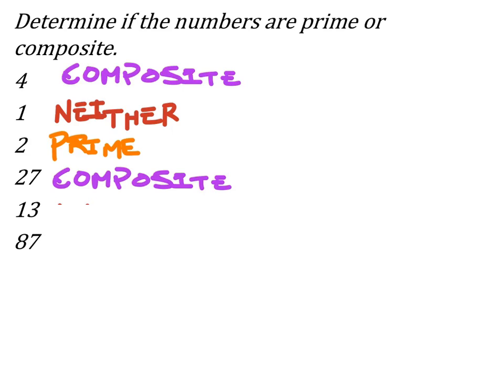What about 13? Well, again, 13 was on the list. And you could run through all the values less than 13 and just see if it's divisible by any of them. And it is not. So 13 is considered to be prime as well. So we'll show that one as prime. Well, what about 87? 87 is a kind of weird number. It's not even, so I know it's not divisible by 2.